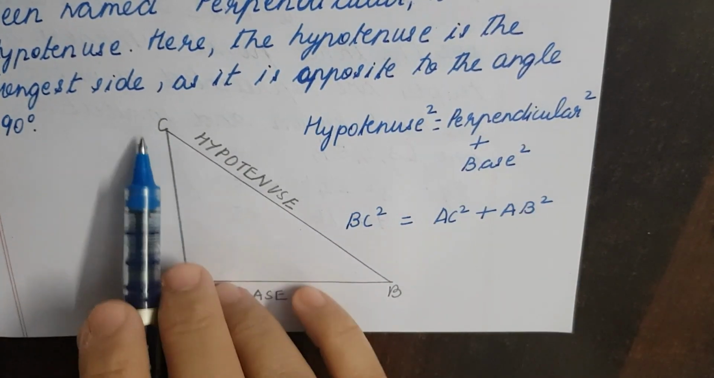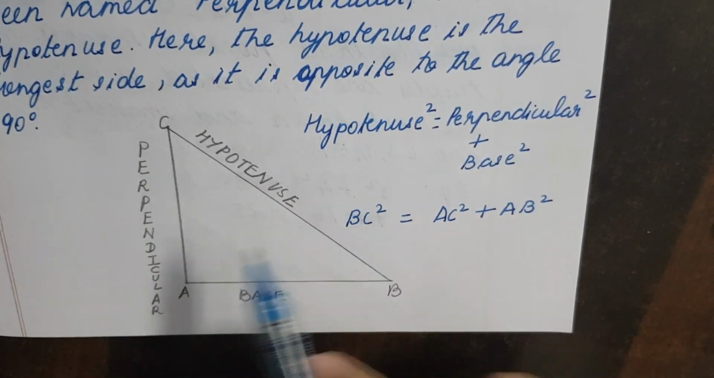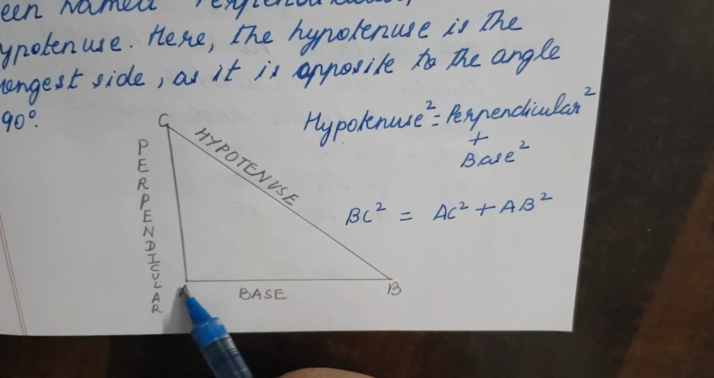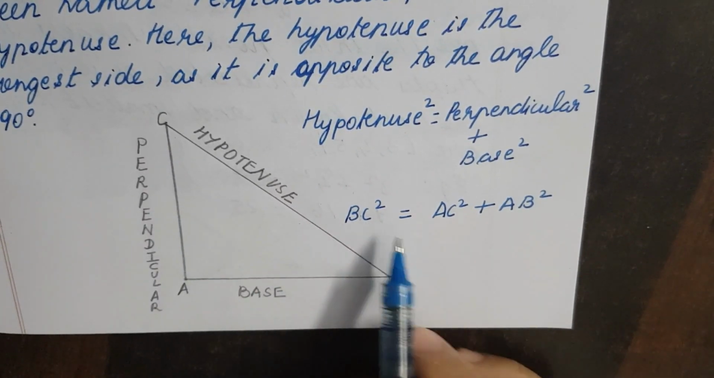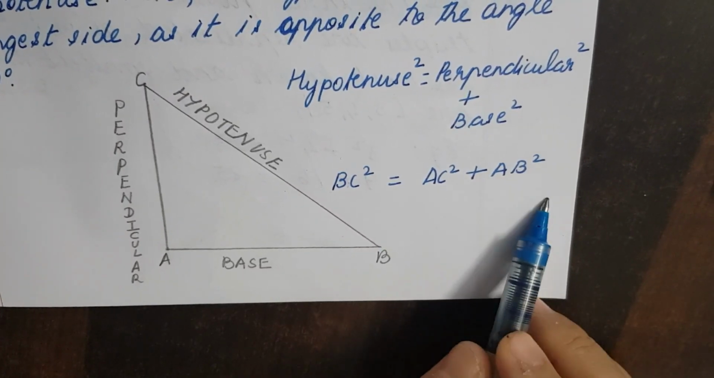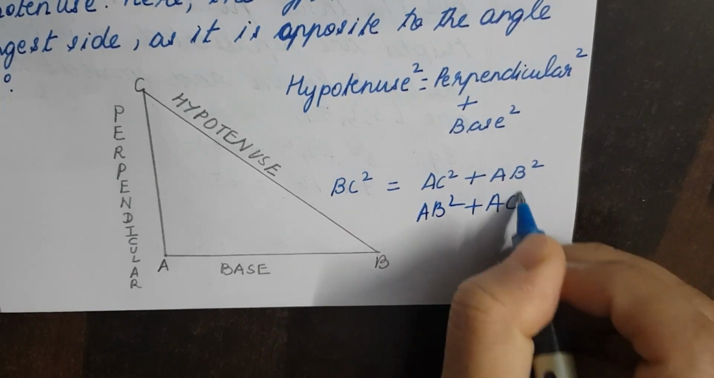Name கொடுத்திருக்காங்க for hypotenuse, it is BC. So BC square for hypotenuse. Perpendicular க்கு என்ன side கொடுத்திருக்காங்க, it is AC. And then for base it is AB. So BC square is equal to AC square plus AB square. It can also be written as AB square plus AC square.